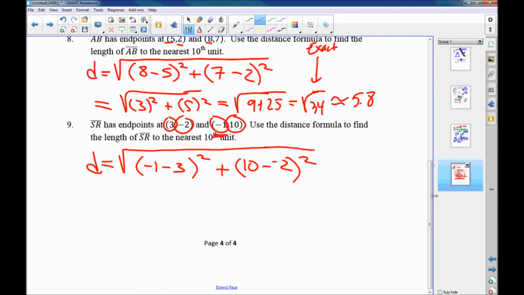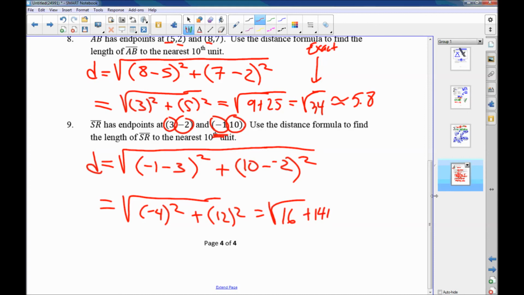Okay, and then we'll work this out. So this will become the square root of -4 squared plus 10 minus -2 is 12 squared. All right, -4 squared is 16, and 12 squared is 144, and we'll add those up. So 16 plus 144 is 160. So this, again, is our exact distance, but we were asked to round. So round it to the nearest tenth would be about 12.6.